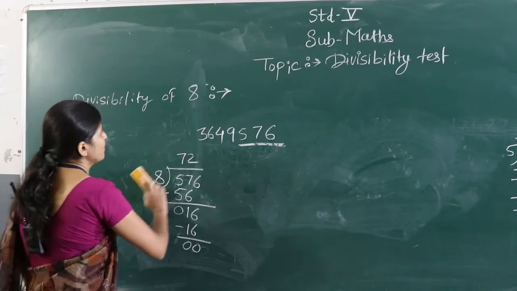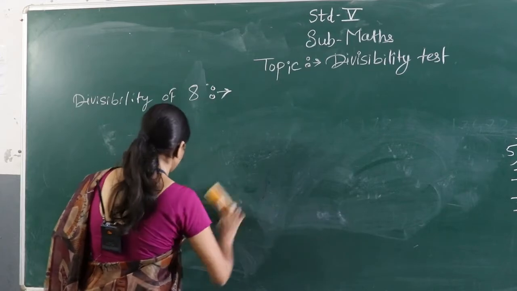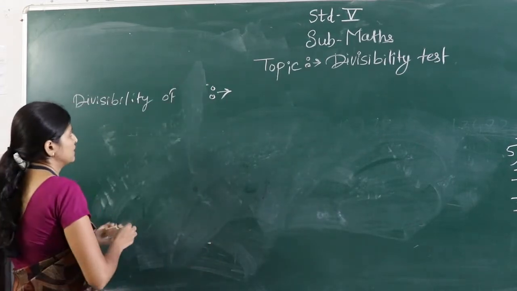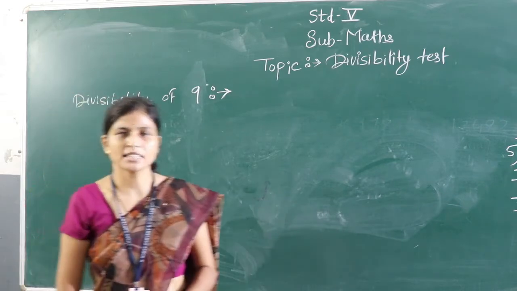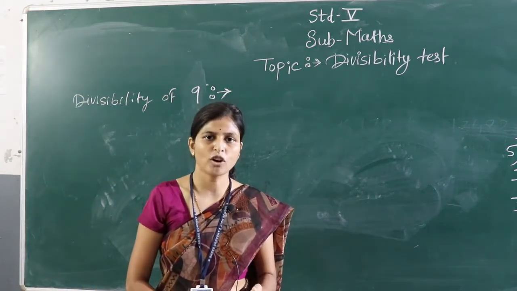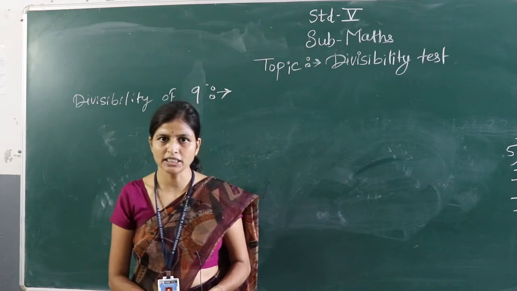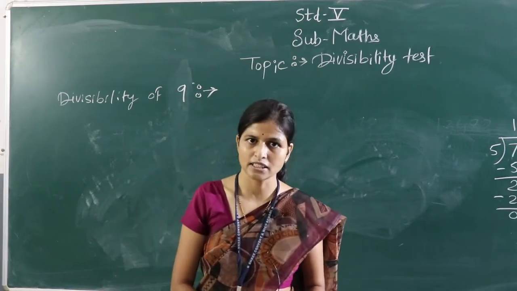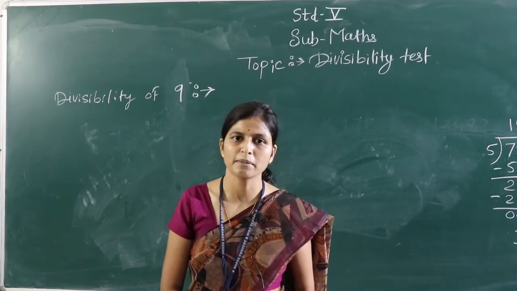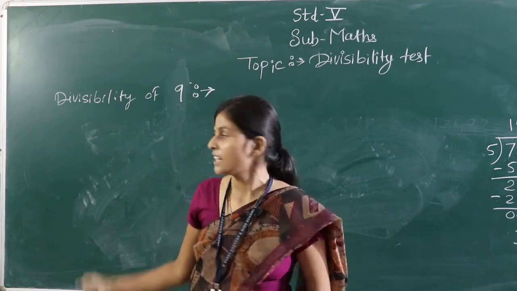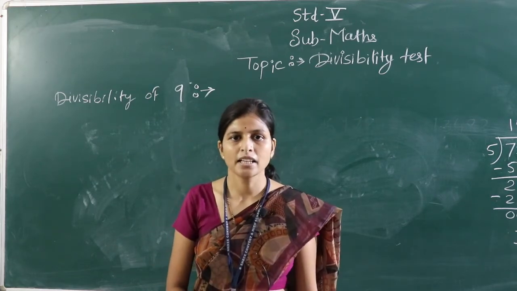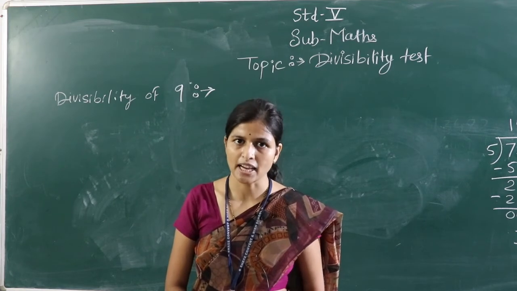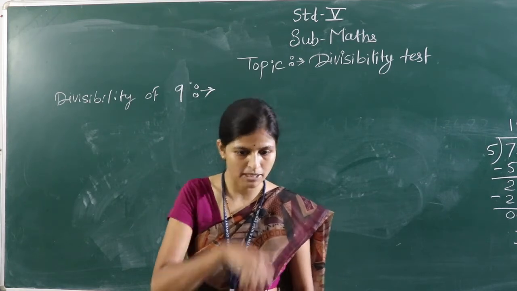Now divisibility of 9. Divisibility of 3 and 9 is the same. In divisibility of 3, what we do? We take the sum of the digits, and if the sum of the digits is divisible by 3, then the whole number is divisible by 3. Like that, here also we do the sum of the digits, and if this sum is divisible by 9, that means the whole number is divisible by 9.